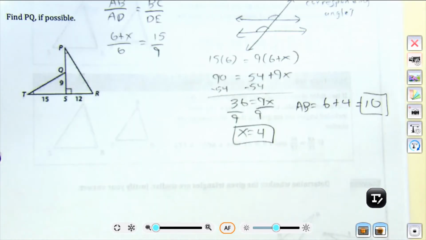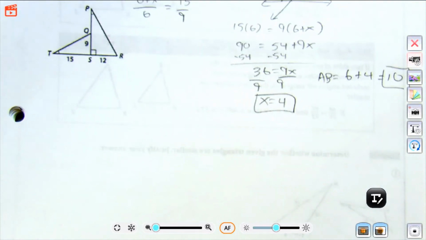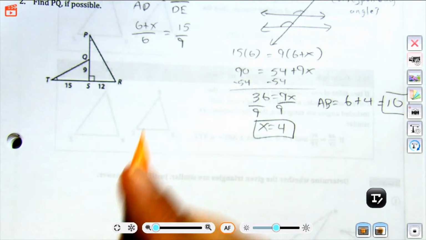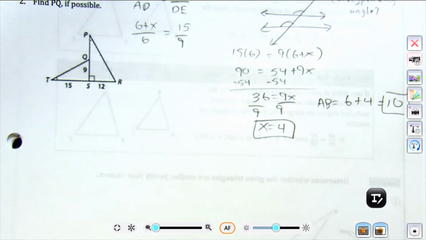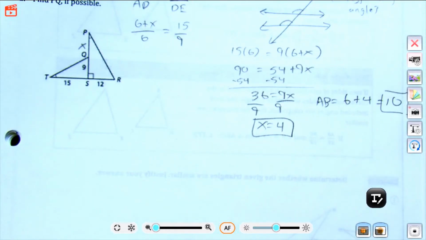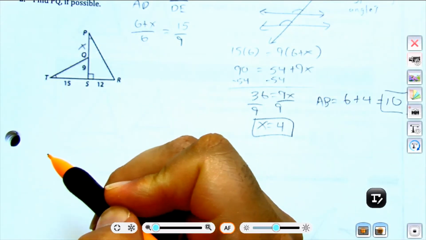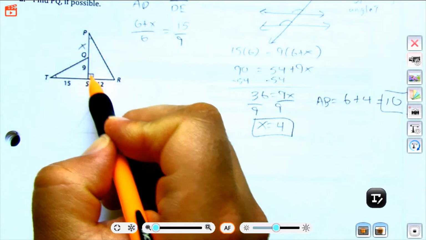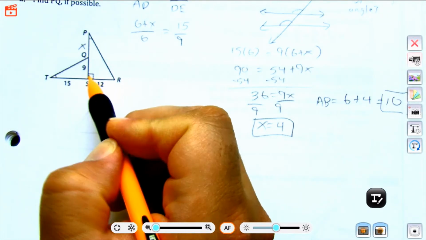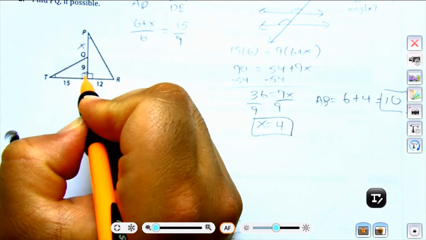Okay, and then question number 2. The question is asking, what is PQ? So let me put an X right there. And if we look at these two figures, they tell us that angle P and angle T are congruent. This angle and this angle are congruent. And they tell us that angle S is 90 degrees, but that means that this is also 90 degrees as well. So we have another pair of congruent angles here. So we could use the angle-angle similarity theorem.